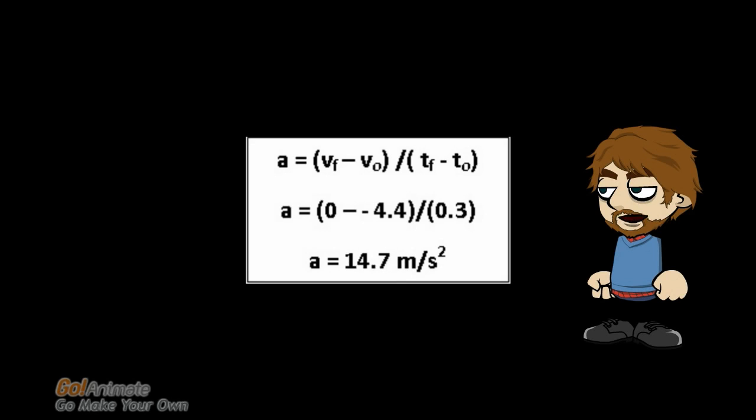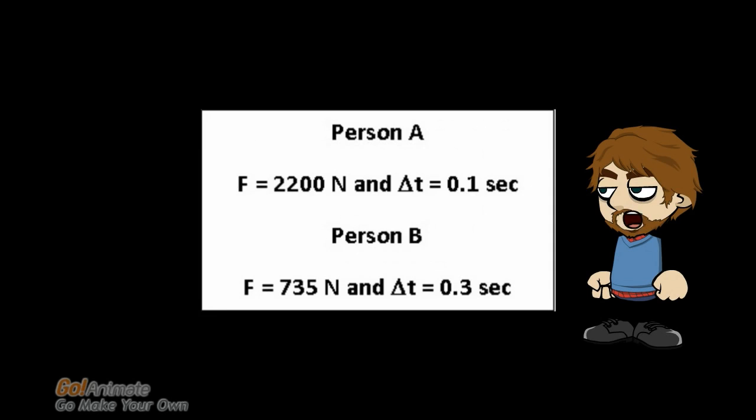For person B, the change in velocity is the same as for person A. However, because it took a longer time to come to rest, the acceleration is much smaller. Person B ends up with an acceleration of 14.7 meters per second squared and a net force of 735 newtons. Let's look at our results more closely. Person A had 3 times as much force as person B, and it took person A 1/3 the time it took person B to come to rest. This suggests an inverse relationship between force and time.